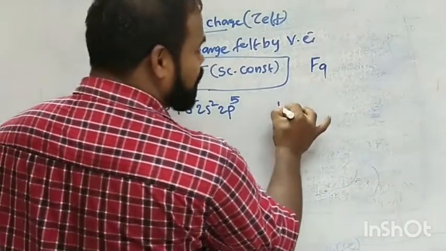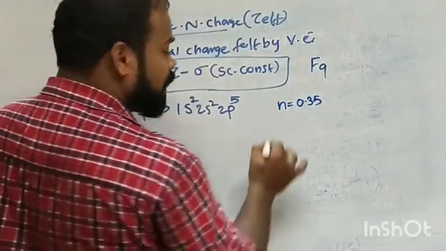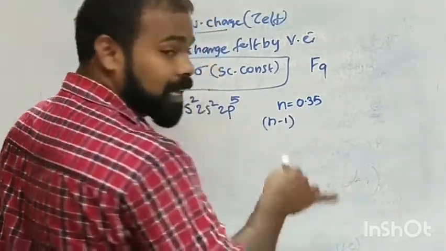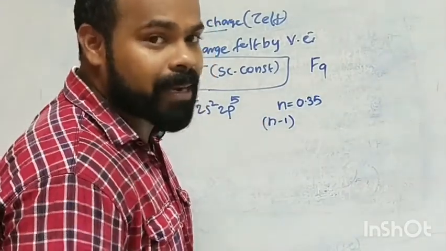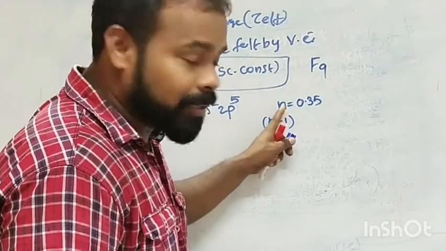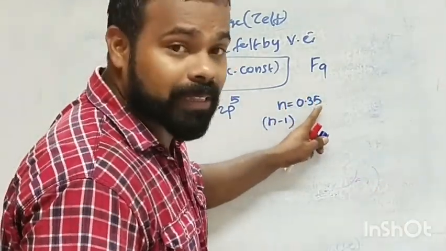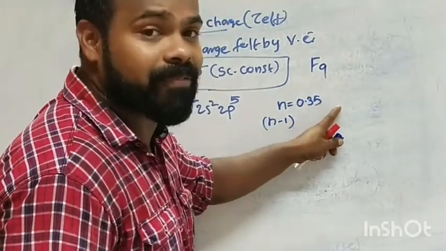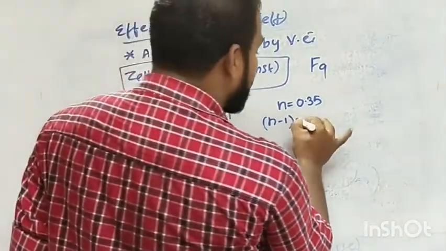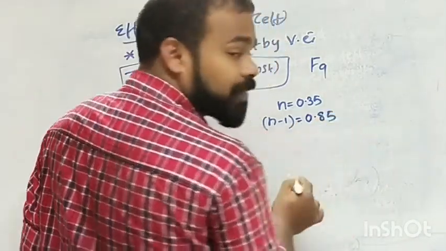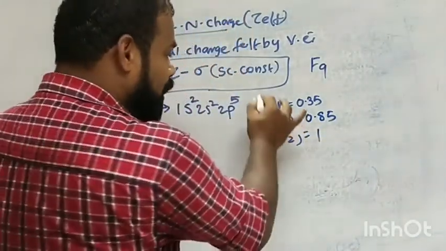To calculate the sigma, for the nth electron we take 0.35. The principal quantum number is called n. If you take the last electron, we multiply the number of electrons by 0.35. For the second last orbital, that means n minus 1, we take 0.85. For n minus 2, we take 1. How can we choose that?